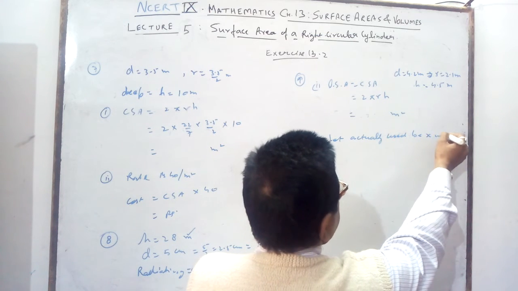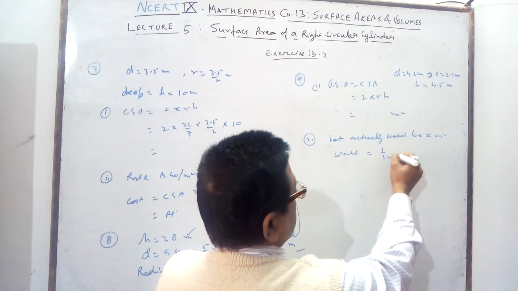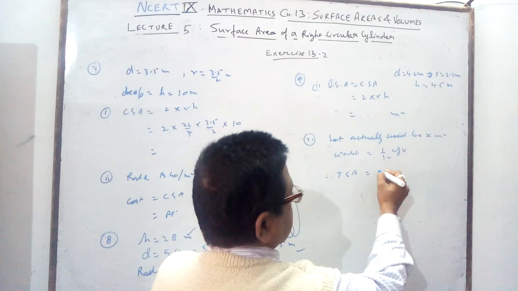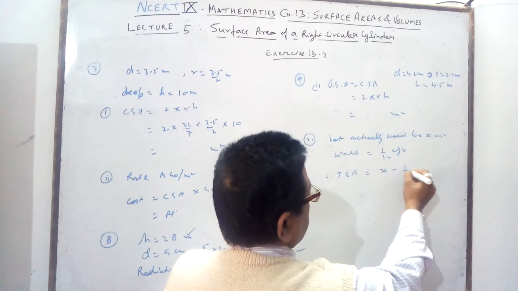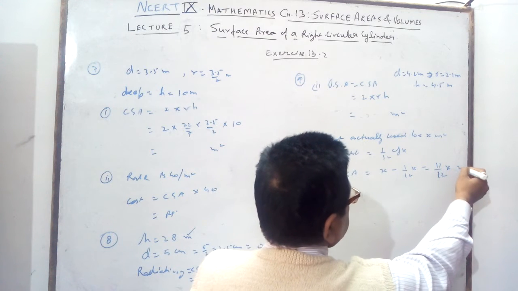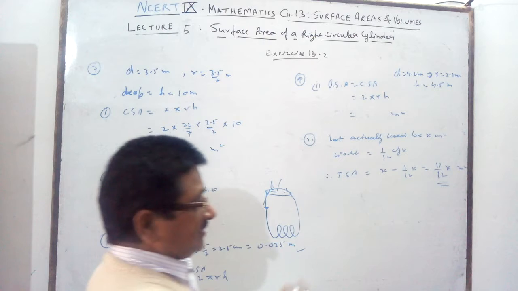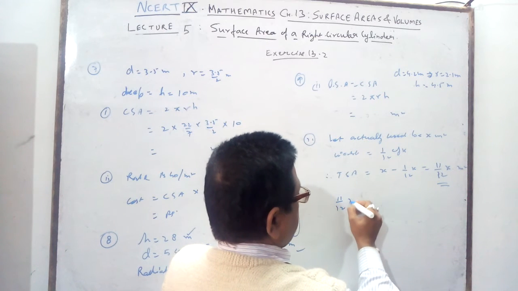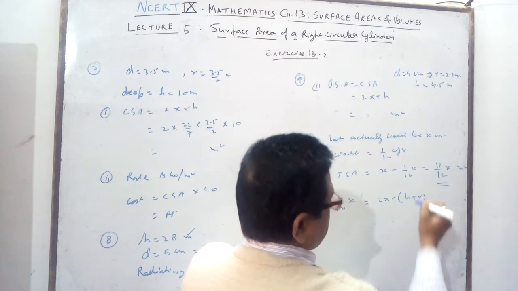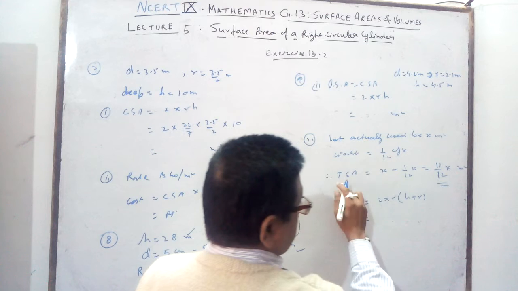be x meter square. So the waste is 1 upon 12 of x. So the PSA is x minus 1 upon 12 x, that is 11 by 12 x meter square, which is the steel used, which is called the TSA. So 11 upon 12 x is equal to 2 pi r times h plus r. Put the values here, 2 pi r h plus r. So that will be the answer.